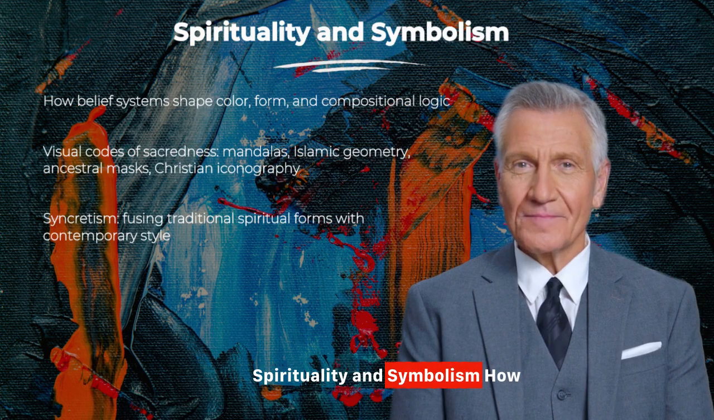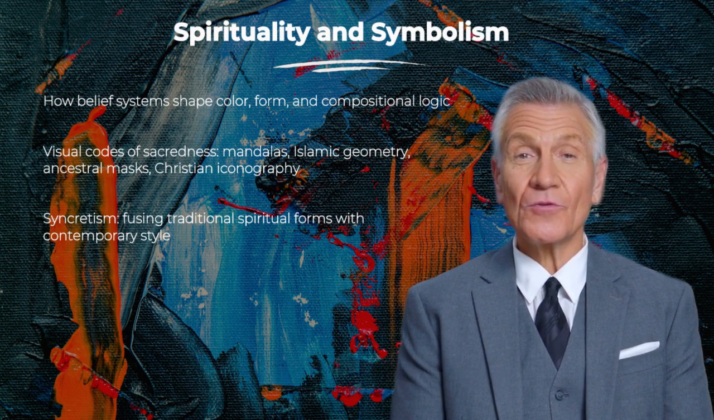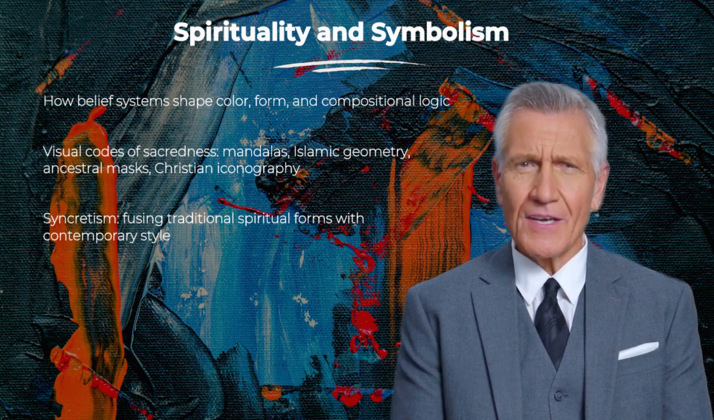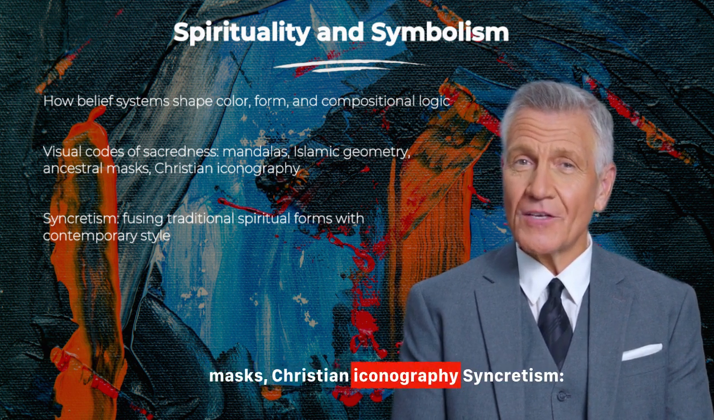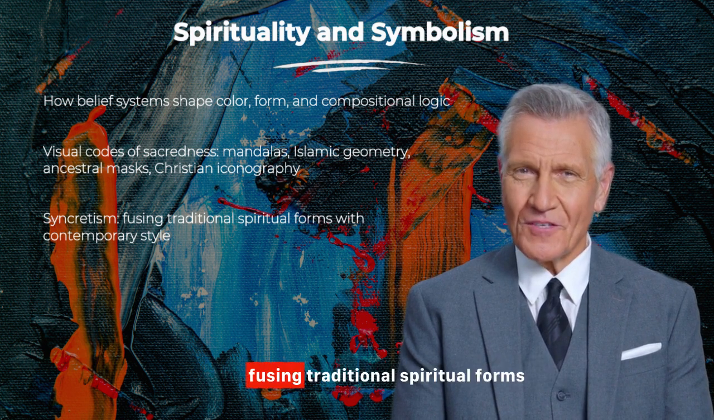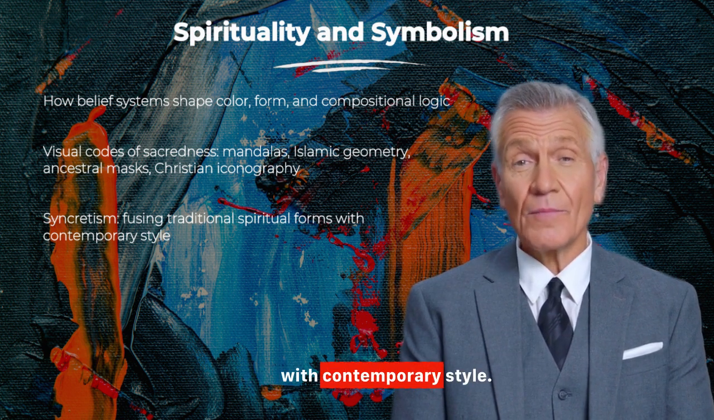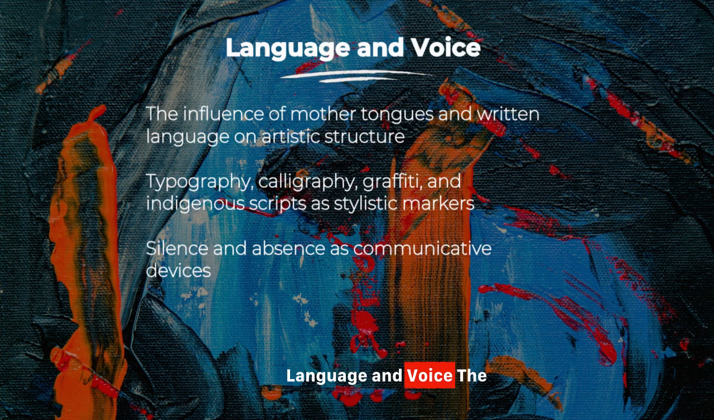Spirituality and symbolism. How belief systems shape color, form, and compositional logic, visual codes of sacredness, mandalas, Islamic geometry, ancestral masks, Christian iconography, syncretism, fusing traditional spiritual forms with contemporary style. Language and voice. The influence of mother tongues and written language on artistic structure, typography, calligraphy, graffiti, and indigenous scripts as stylistic markers, silence and absence as communicative devices.